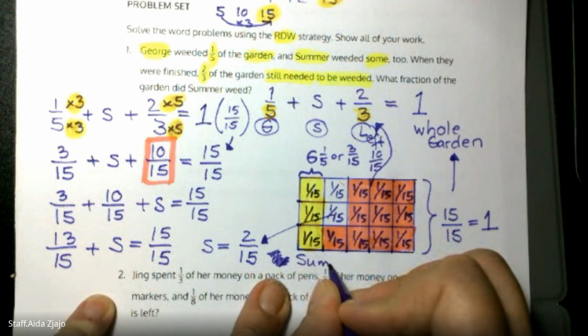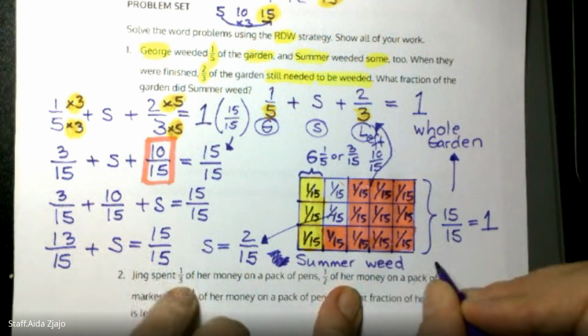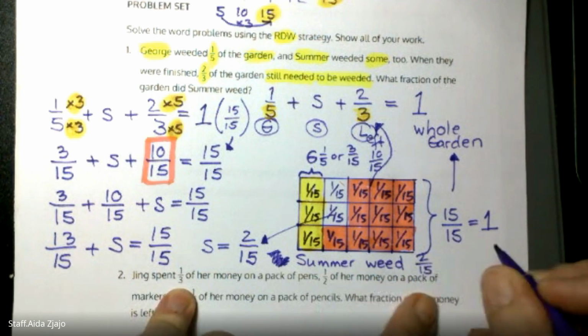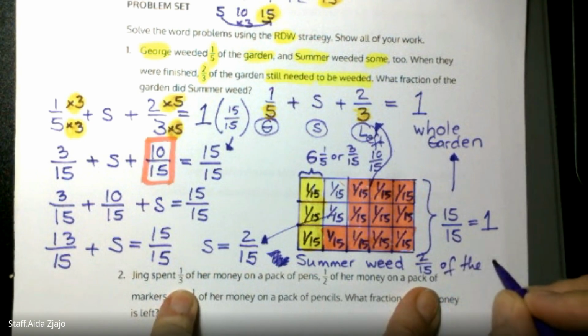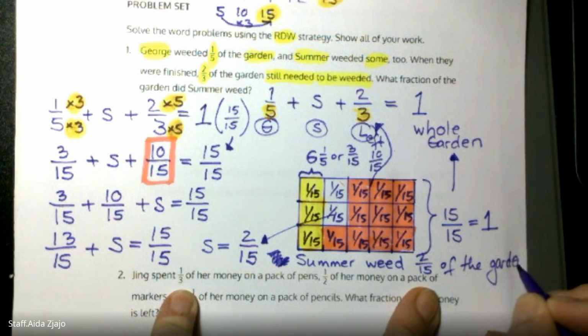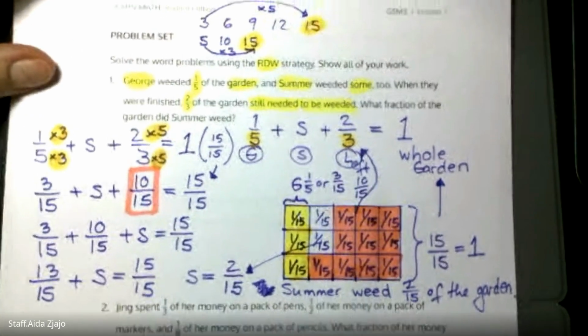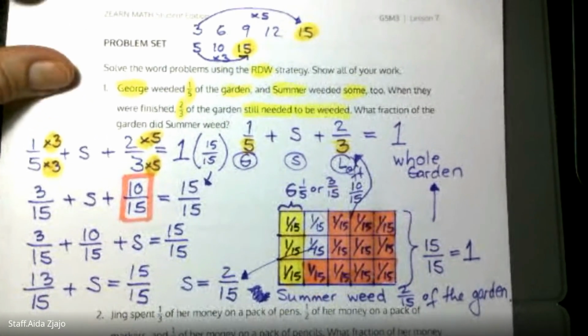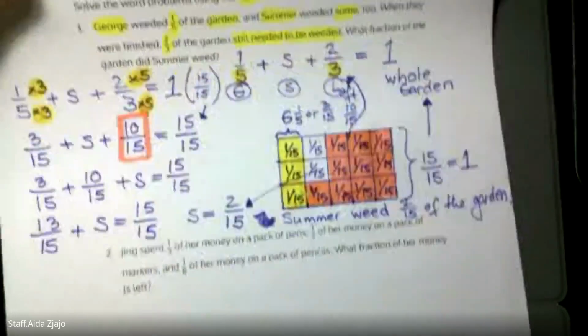Summer watered 2/15 of the garden. And now we are done with this problem. Okay. I hope this was understandable. And we are moving to the next one.